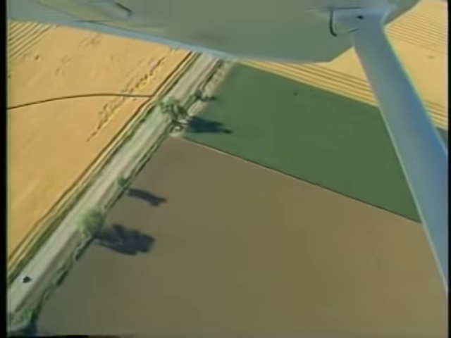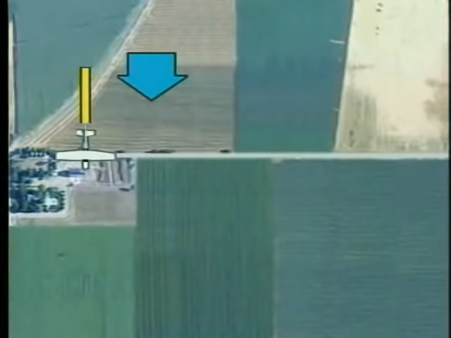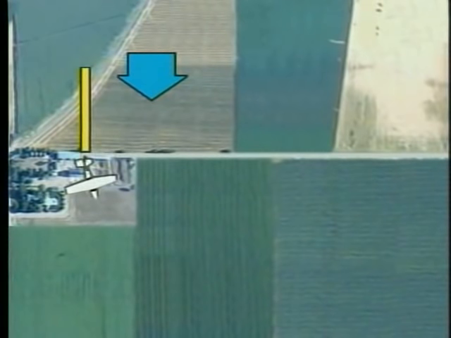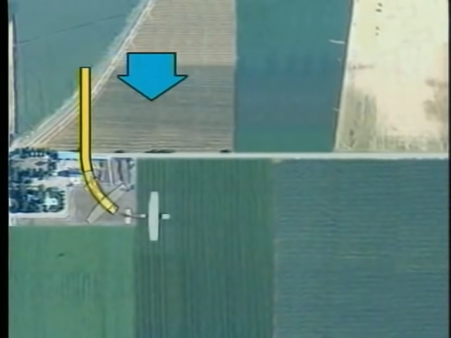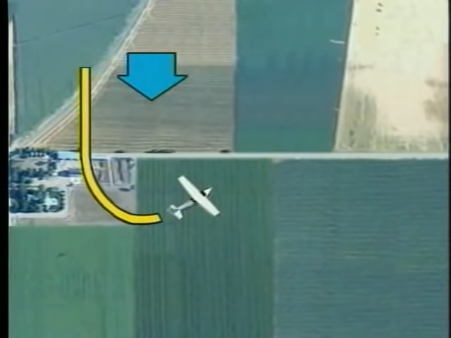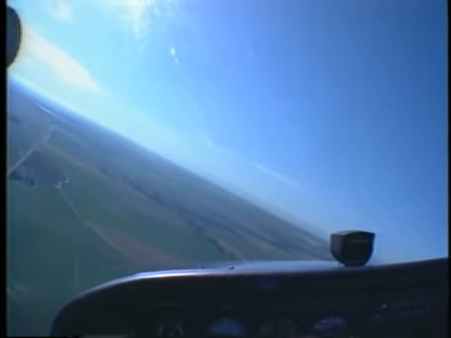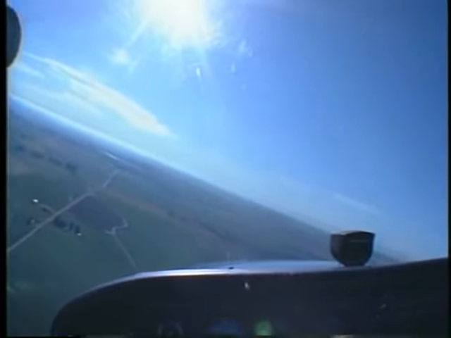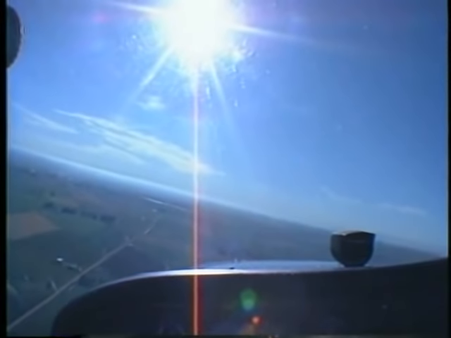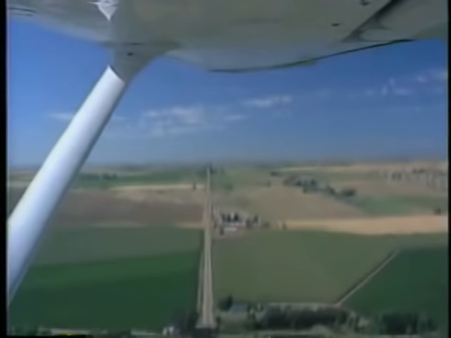At the entry point, your ground speed is high, so the bank angle is steep. As the turn continues, your ground speed gradually slows. This requires a decrease in the bank angle to maintain a constant radius. As you approach the road, the bank angle continues to decrease until you are in straight and level flight over the road. Begin a turn in the opposite direction without delay.